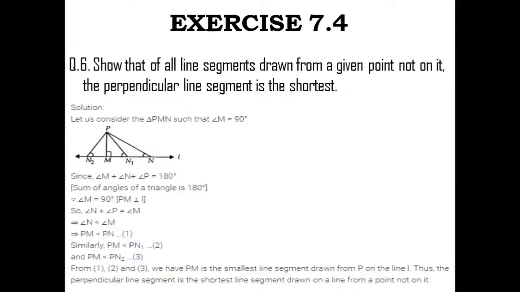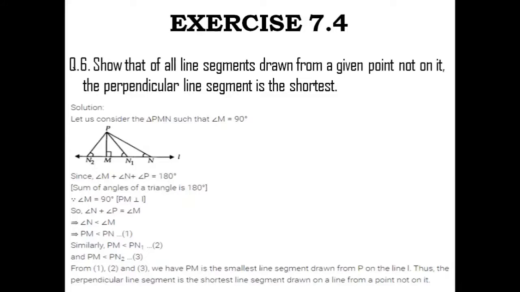Exercise 7.4, question number 6. Show that of all the line segments drawn from a given point not on a line, the perpendicular line segment is the shortest. So there is a point which is not on the line, which is outside the line. Of all the line segments drawn from that point towards that line, the perpendicular line segment is the shortest.